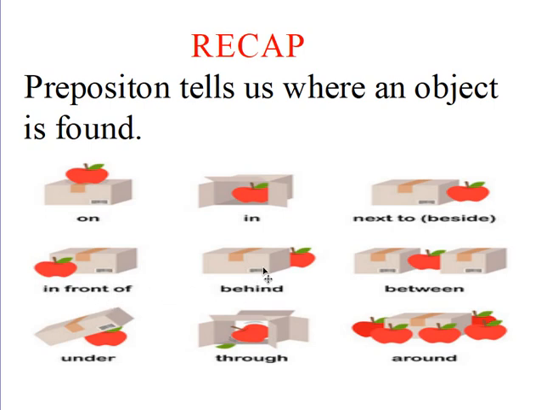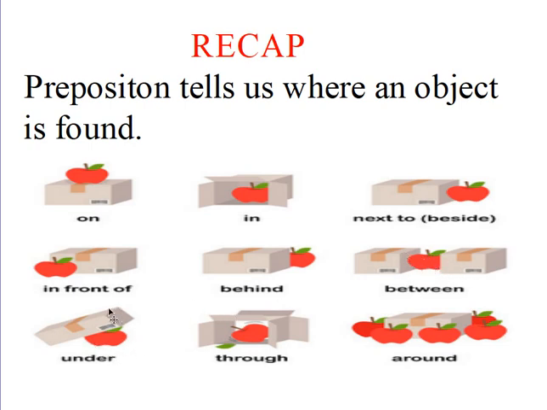Now, the fifth picture, the tomato is behind the box. So the preposition here is behind. There are two boxes, and the tomato is found here. So you say that the tomato is between the two boxes.